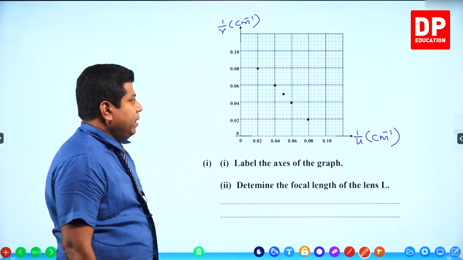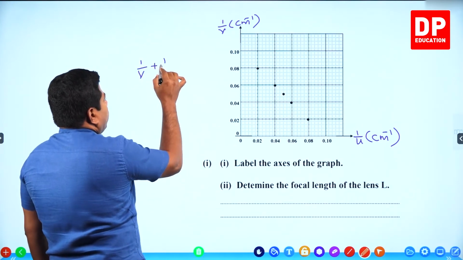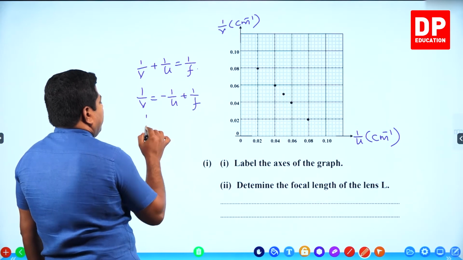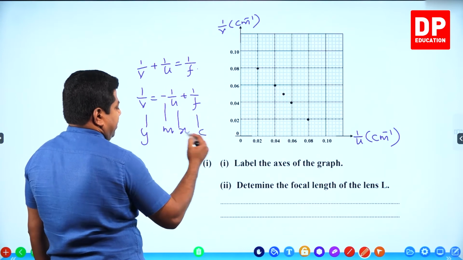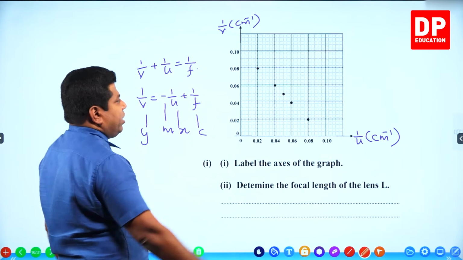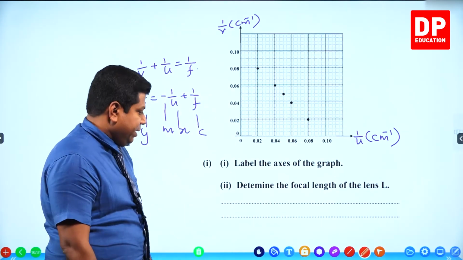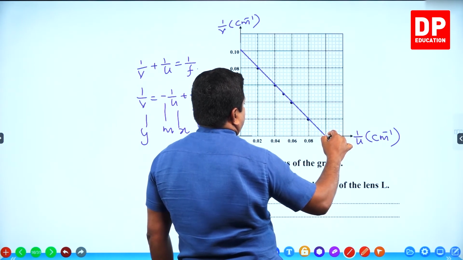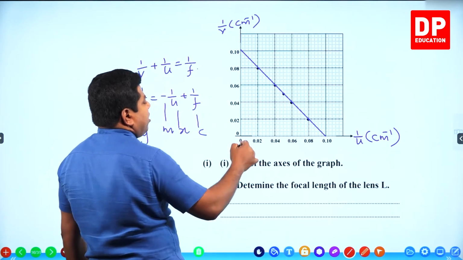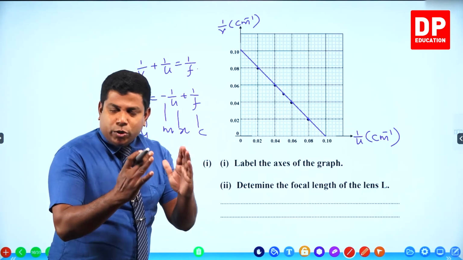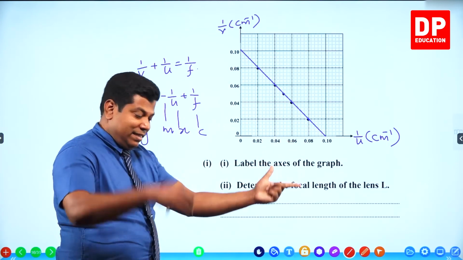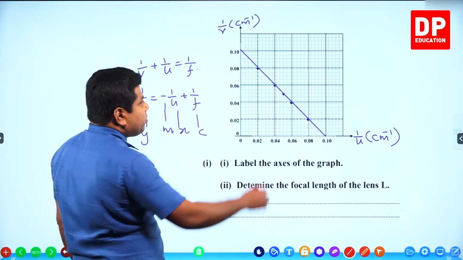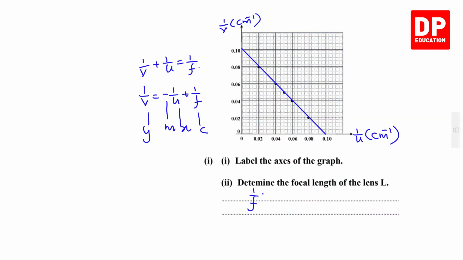Determine the focal length of lens L. The formula that we are using now, 1 over V plus 1 over U equals 1 over F. 1 over V will be minus 1 over U plus 1 over F. Y equals M X plus C. This time M is minus 1. That's why the graph is going to be a downward sloping graph, because the gradient is minus. Let me draw the graph. We get a graph like this. Look at this. 0.1 on this side, 0.1 on this side also, because the magnitude of the gradient has to be 1. Yes, you get the same distance on both sides. Since it is downward sloping, it has to be minus 1. Fine. But what we need more importantly is the intercept. Find the intercept. It's 0.1 here. So I can say 1 over F equals 0.1.